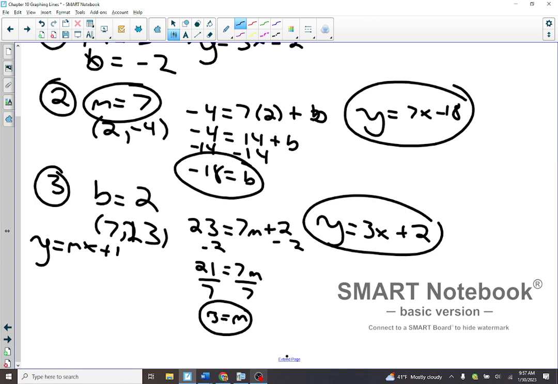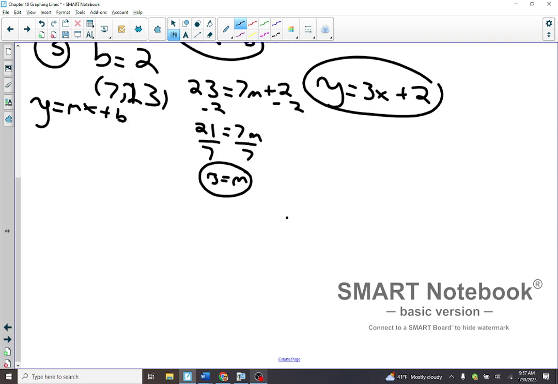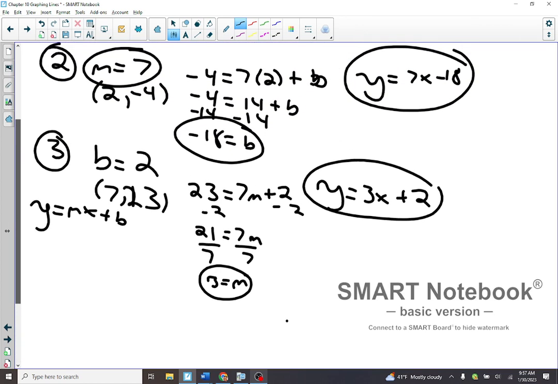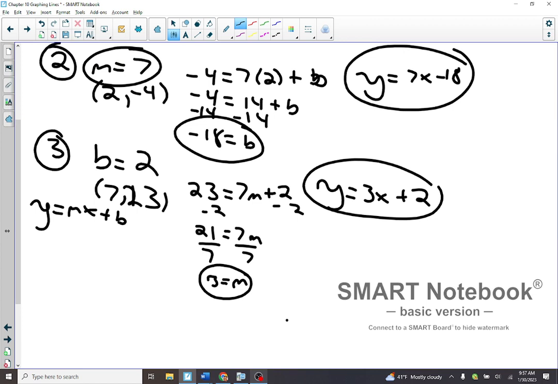Why'd you write -14 for number 2? You see what it says: -4 equals 14 plus b. 7 times 2 is 14. Wait, where'd you get 3m from? I just subtracted 14 on both sides. Where'd you get 3m? Oh, I figured out m is 3 by doing all the math here. So then I wrote my final answer like this.